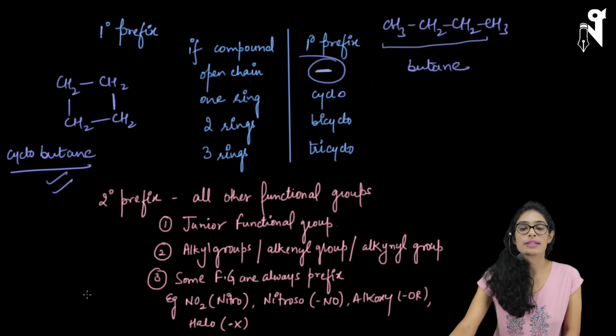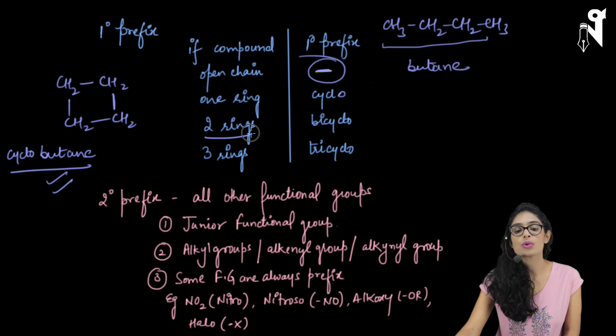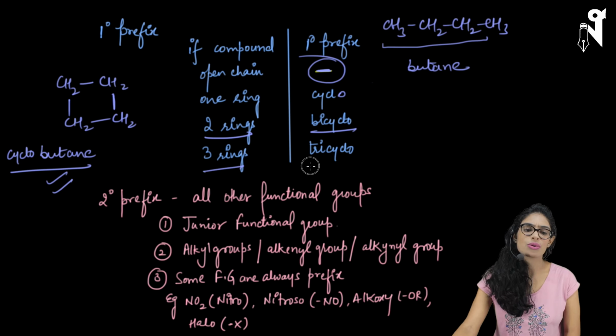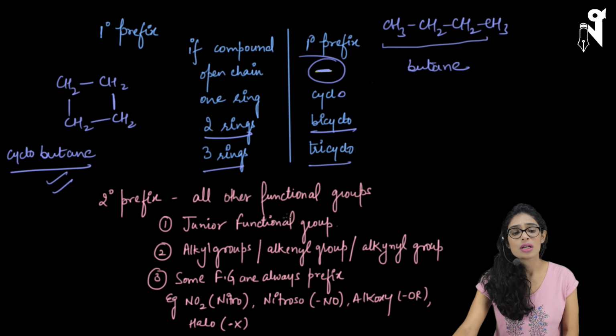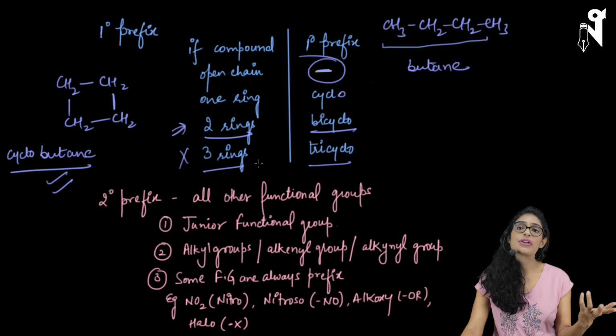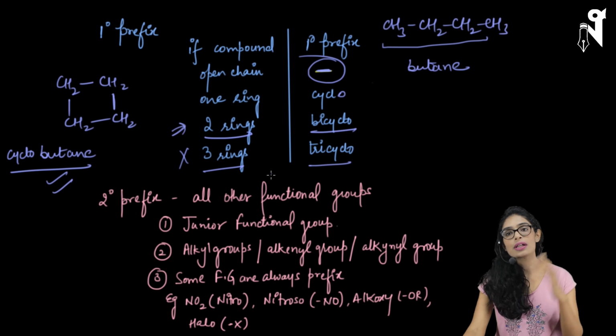If I have 2 rings in my compound, we will use bicyclo as a term. If we have 3 rings, we will use tricyclo in our prefix. Though 3 rings we do not deal with, we will see 2 ring structures, and these will be represented by bicyclo. There are some other prefixes also, like spiro and all that, and we will come to that. For now, you just have to understand what exactly the primary prefix means.